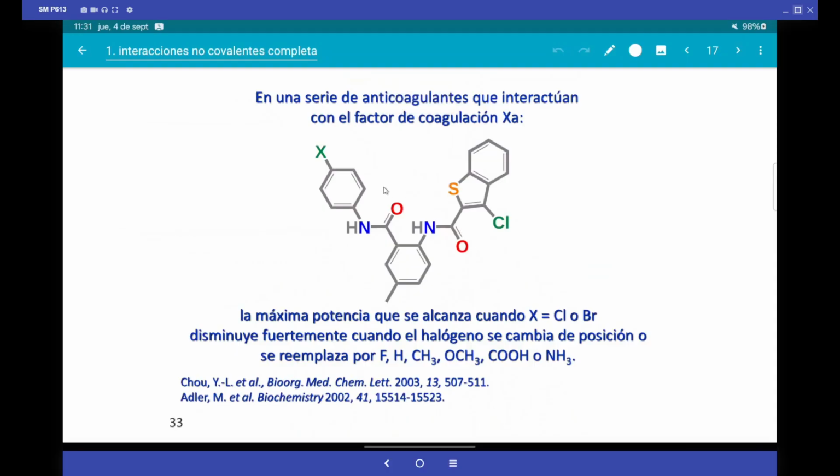It is an agent that interacts with coagulation factor 10. That is, this molecule was designed as an anticoagulant agent that inhibits the coagulation cascade by binding to the factor 10 protein of the blood coagulation cascade.